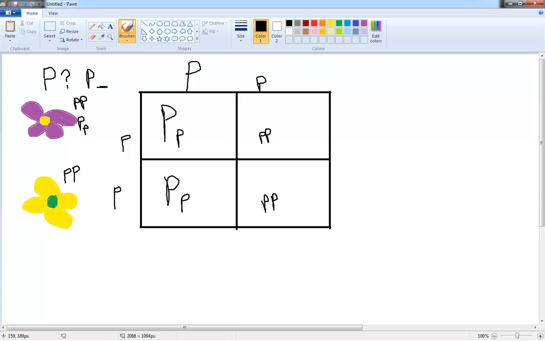So again, if we don't know what the genotype is, but we do know the phenotype, that it's purple, we can cross it with a homozygous recessive, and if they show any yellow, then we know it's big P, little p. If it shows all purple, then we know it's big P, big P. Okay, that is a test cross.